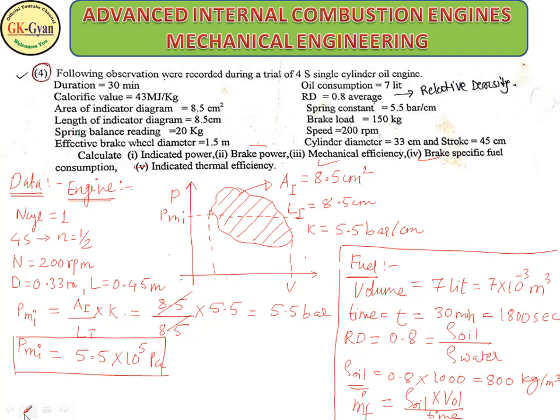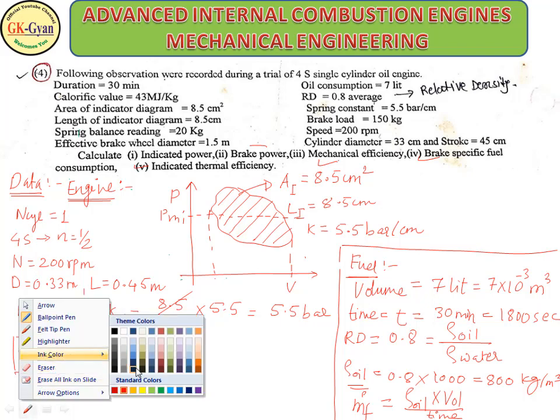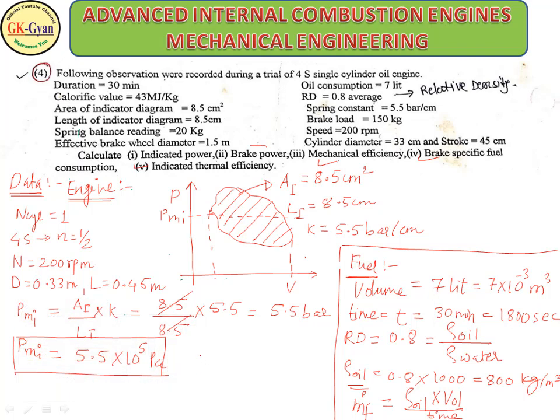So I will write down here: m dot f is equal to density of oil, which is 800, into volume, given as 7 into 10 to the power minus 3 meter cube, divided by time, which is 1800 second. So we will get m dot f in kg per second as 3.11 into 10 to the power minus 3 kg per second.